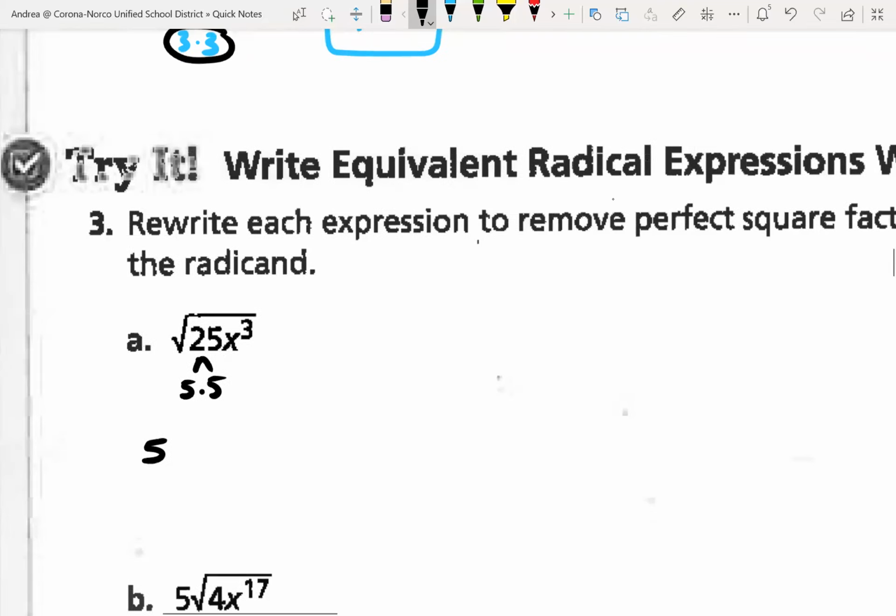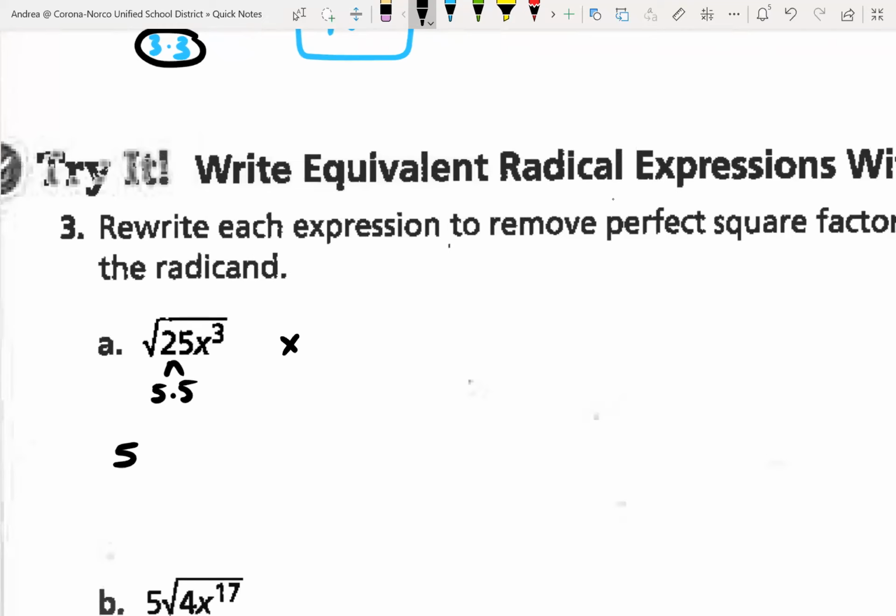I have x cubed, so that means I have x times x times x. Remember, I need a pair to be the length and the width. So how many pairs of x's do I have? I have 1 pair, right? There's a pair of x's, so it gets to come outside. This x is by itself, so it stays inside the radical. Any questions over that?